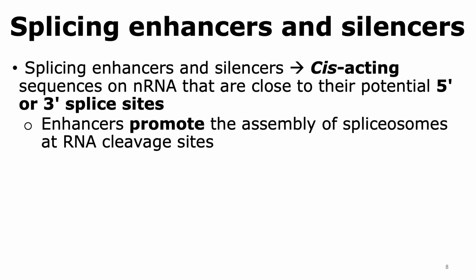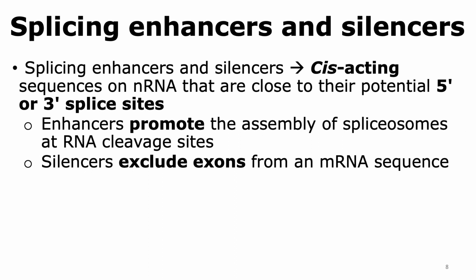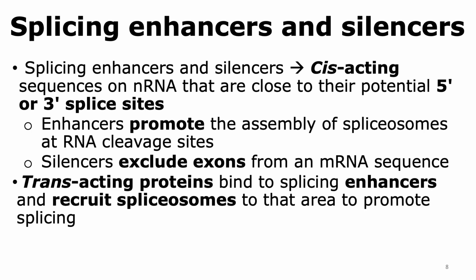In the case of splicing enhancers, the enhancers will promote the assembly of spliceosomes at the RNA cleavage sites. Silencers, as the name suggests, will exclude exons from an mRNA sequence. Trans-acting proteins are able to bind to splicing enhancers and recruit the spliceosomes to the area to promote splicing. Trans-acting basically means that the information for these proteins do not have to necessarily be on the same chromosome in which we can find these splicing enhancers and silencers.